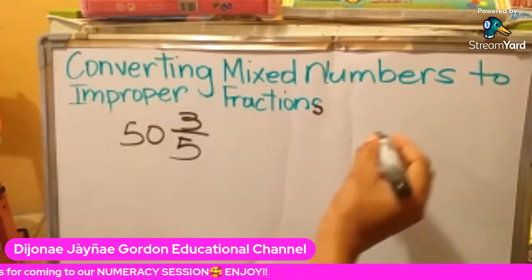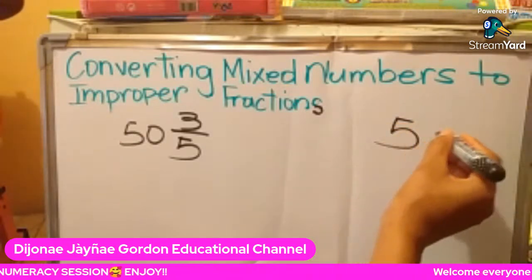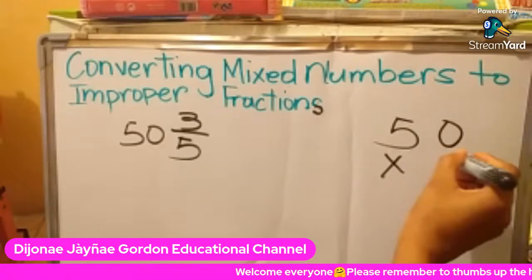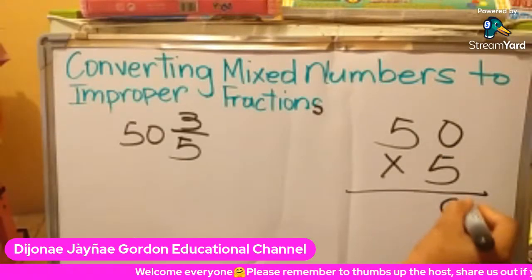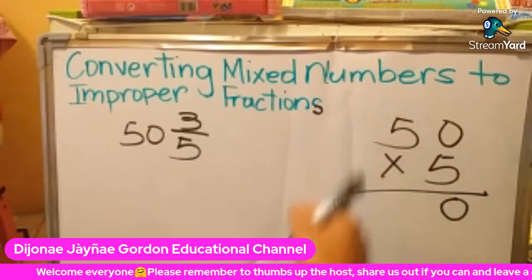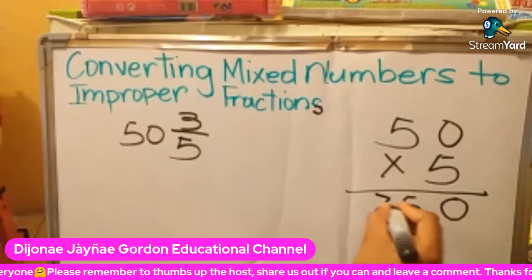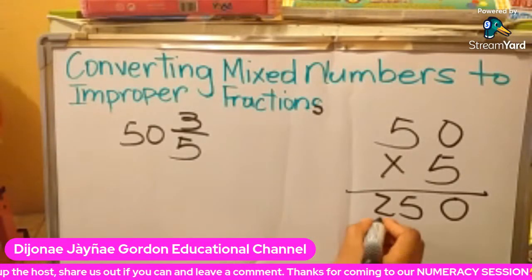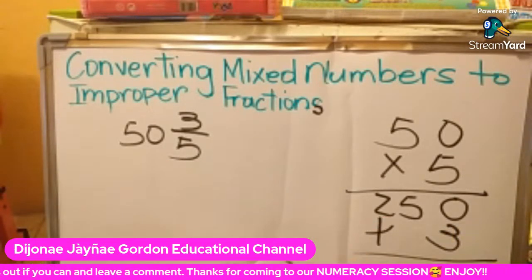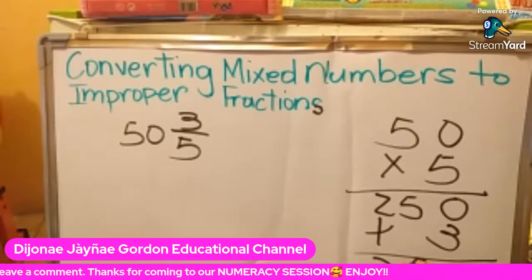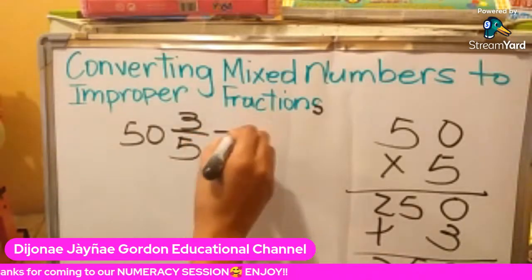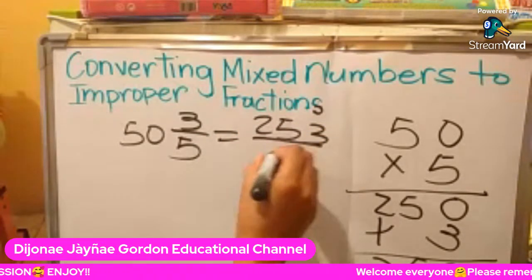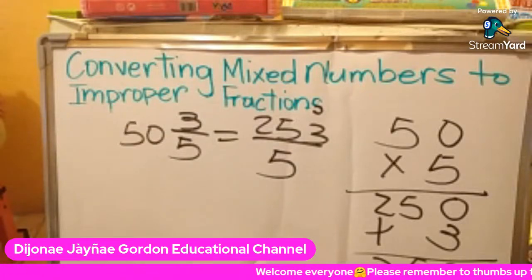All right, let's work it together. We're going to do it the long way, you see? So we're going to set it out. So 5 multiplied by 0 is 0. 5 multiplied by 5 is 25. So there we get 250 plus 3. So we have 253. So 253 over 5 is our answer.